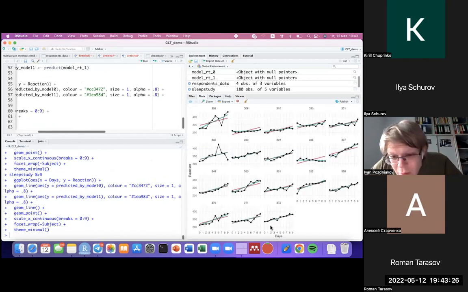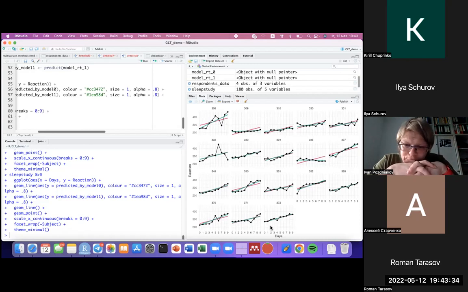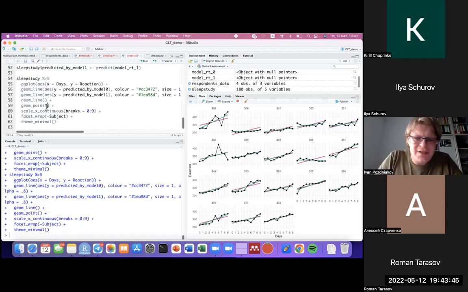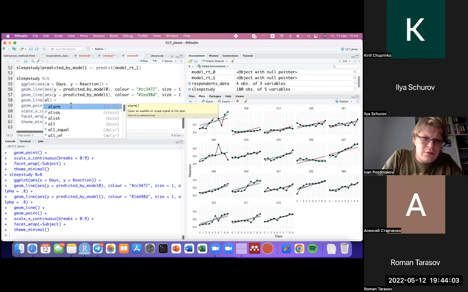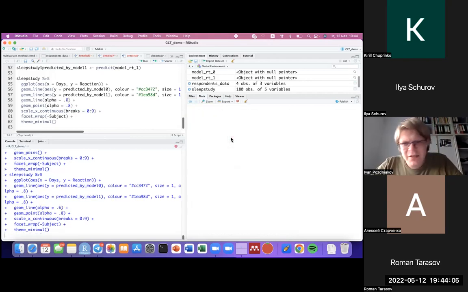But still, we can see these lines. Another thing that we can do, I don't know, it's very hard, because we can also use some alpha here, and here. So we'll add some transparency and it will help us a bit.